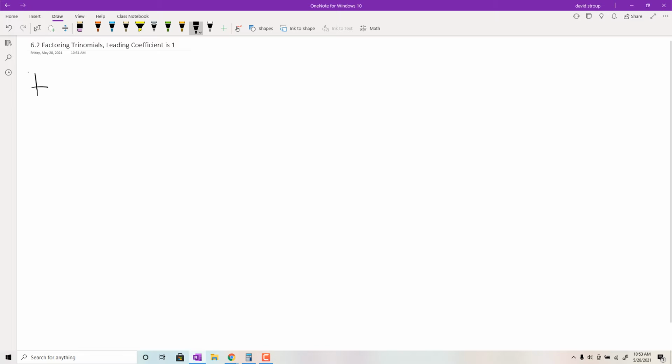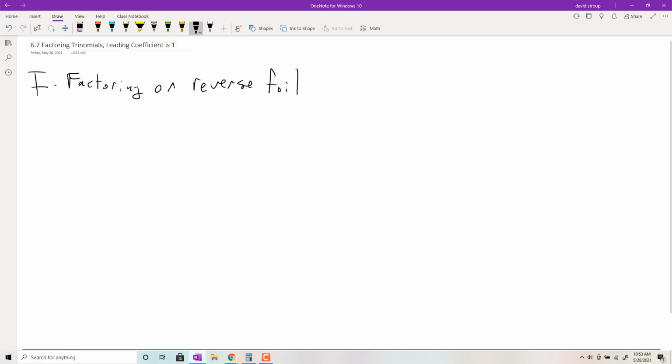So first off, what exactly are we doing? Factoring, or sometimes I will call it reverse FOIL. So remember FOIL: first, outer, inner, last. When did we do that? We did that when we were multiplying two binomials together. So for example, x plus 2 times x minus 9.